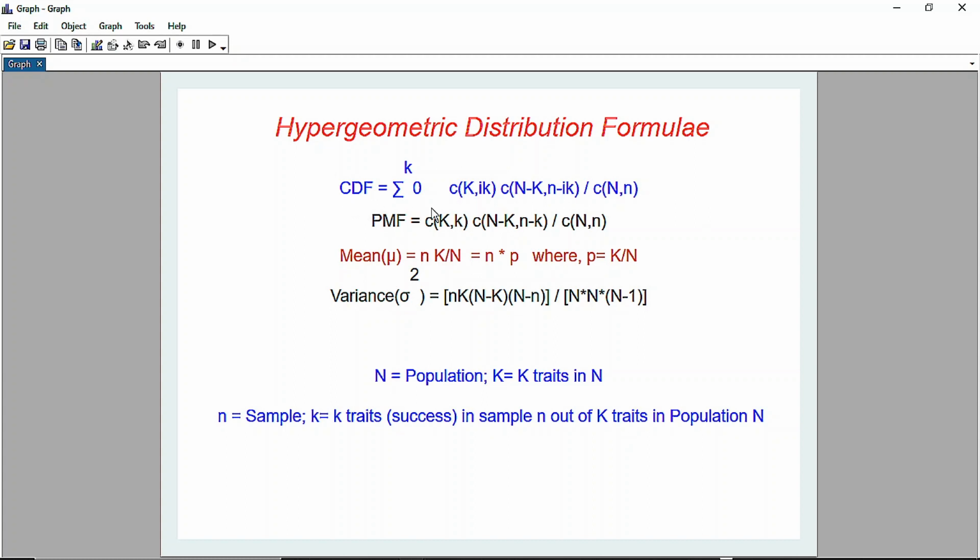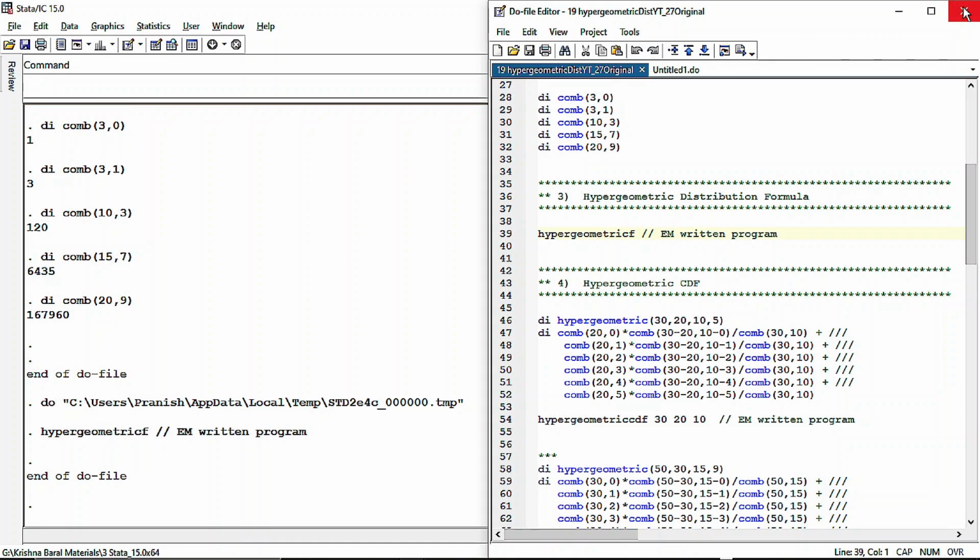The CDF is actually the summation of our PMF. If we want to ensure k or fewer attributes of interest in the sample n, then we add the individual PMF ranging from 0 to k, and this is going to be very simple. We'll demonstrate it in our example as well. N is the population and K is the traits or attributes of interest in the population, and small n is our sample, and we want to ensure small k, the number of traits or attributes of interest in the sample n. Let us see it with the help of an example.